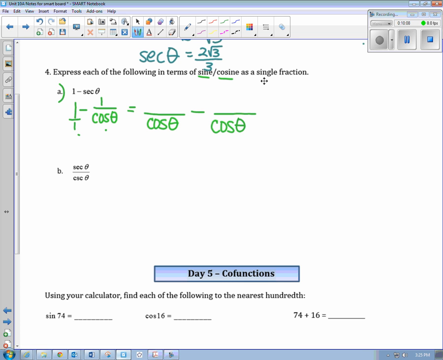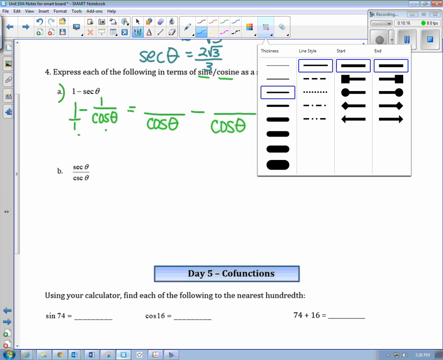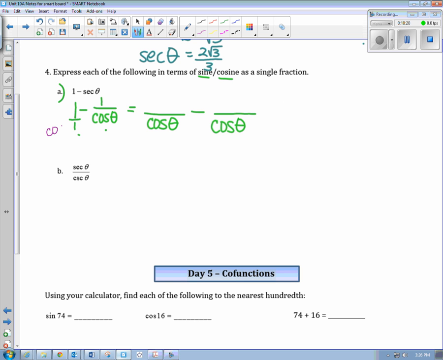When I go back now and I look and I say, well, what do I need to multiply the first fraction by to create a denominator of cosine theta? I can see that what I have to multiply by is a cosine theta. So over here, I'm going to multiply a cosine theta on the bottom, and whatever I multiply the bottom by, I have to multiply the top by. So when I do that, on the top, I end up with cosine theta.